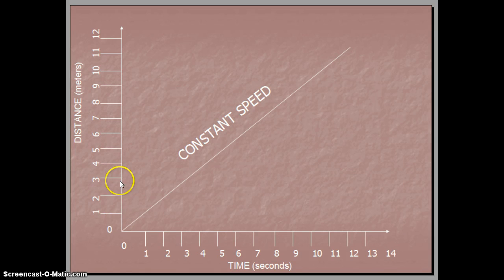So we can see here that our object traveled 5 meters, and if we wanted to know how long that took, we would come over to the end here, approximately, travel down, and it took approximately 5.5 seconds to travel 5 meters. And that's how you would read that. So anytime you see a straight line like this, the object is traveling at a constant speed.